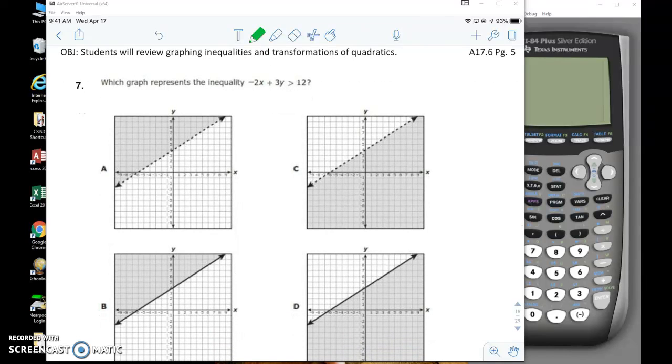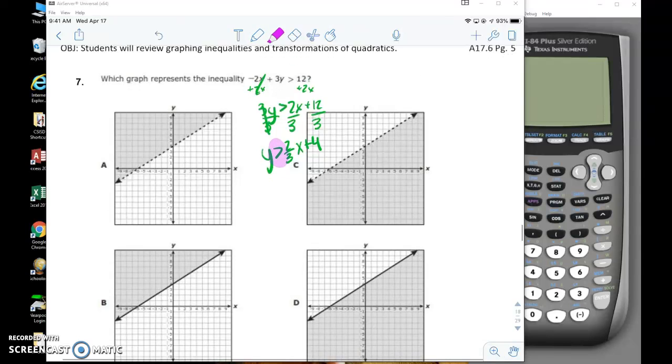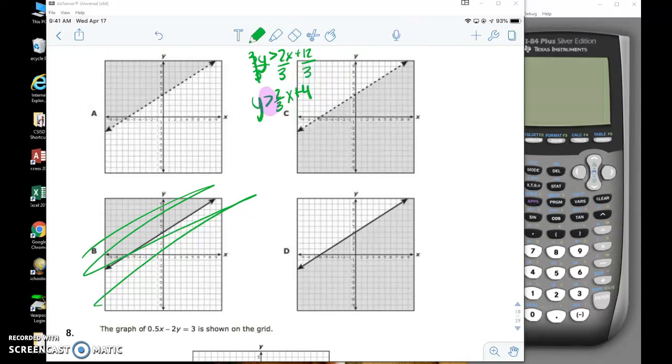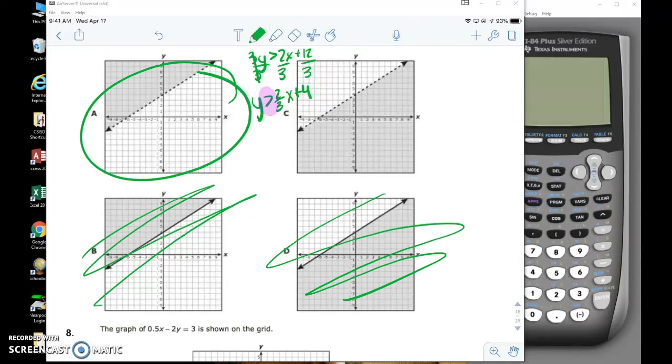On number 7, which graph represents the inequality negative 2x plus 3y is greater than 12? You should have solved this for y. 3y is greater than 2x plus 12. Divide by 3. Y is greater than 2/3 x plus 4. Automatically, you know this should be a dotted line, so it cannot be B and it cannot be D. Since it is greater than, it should be shaded up. The correct answer was A.